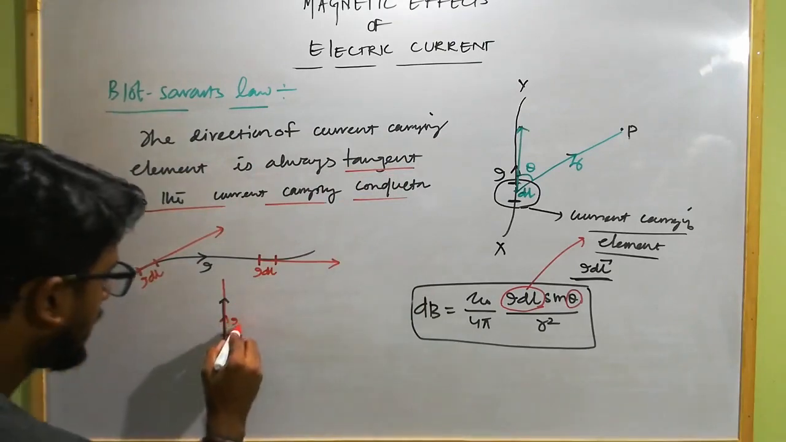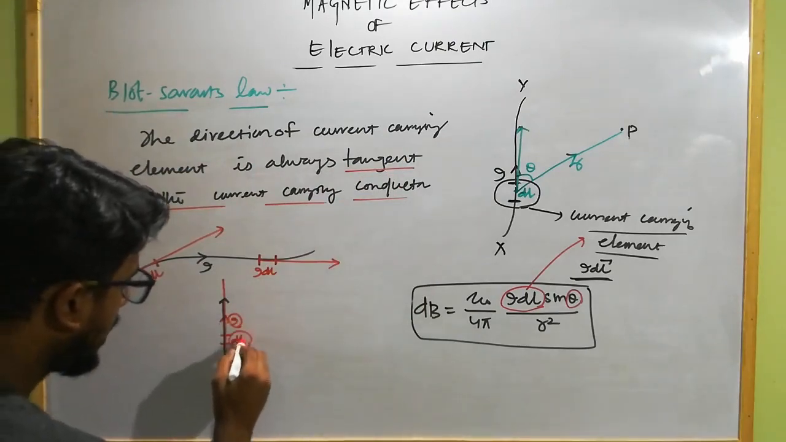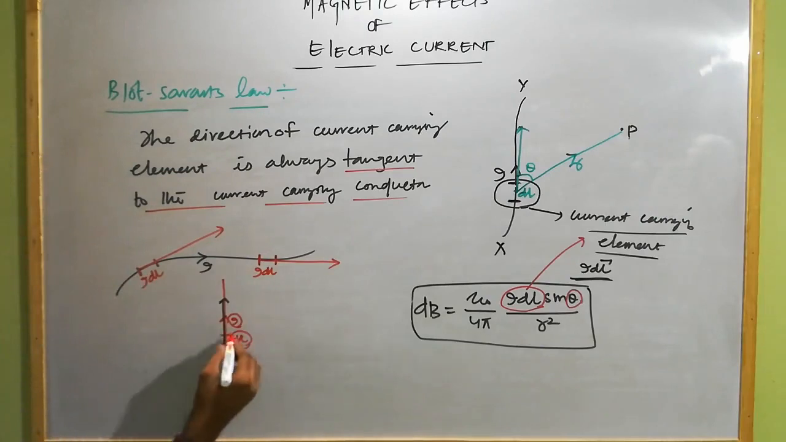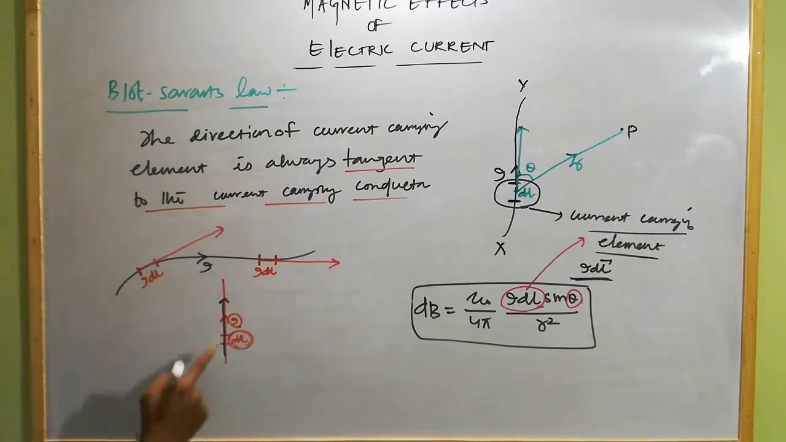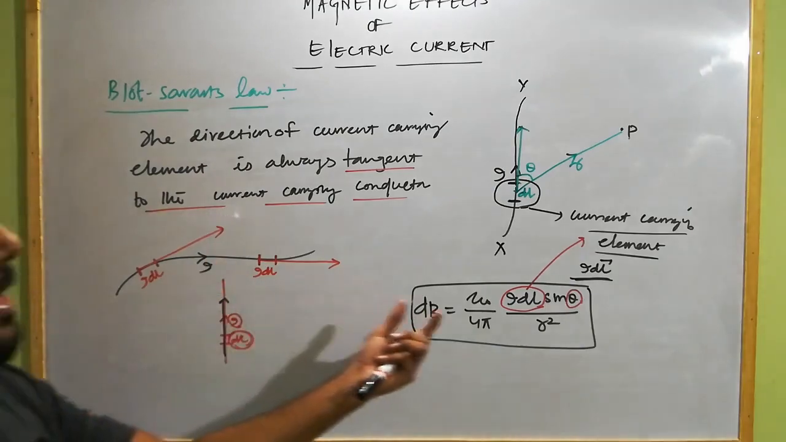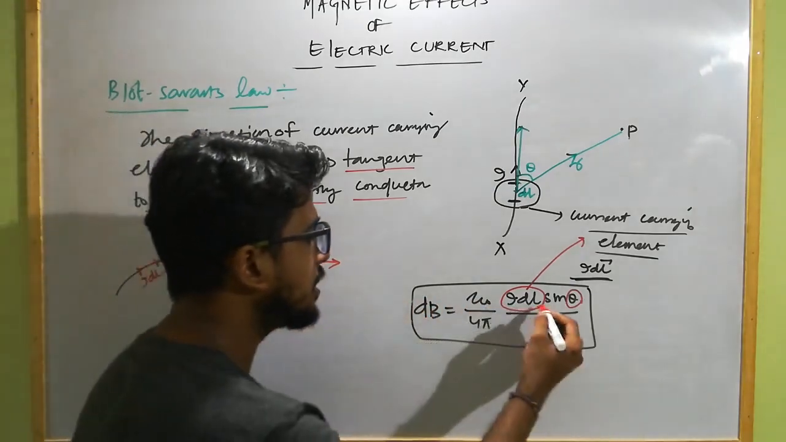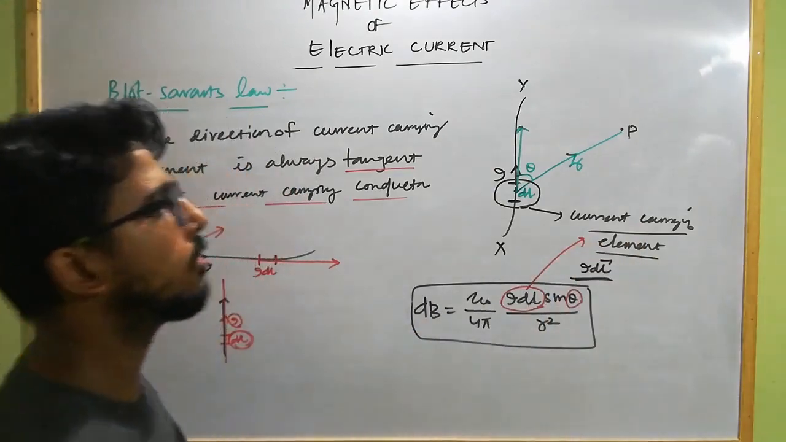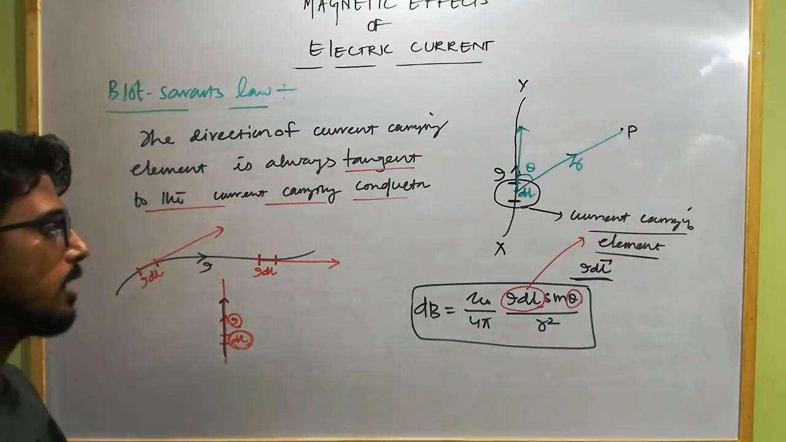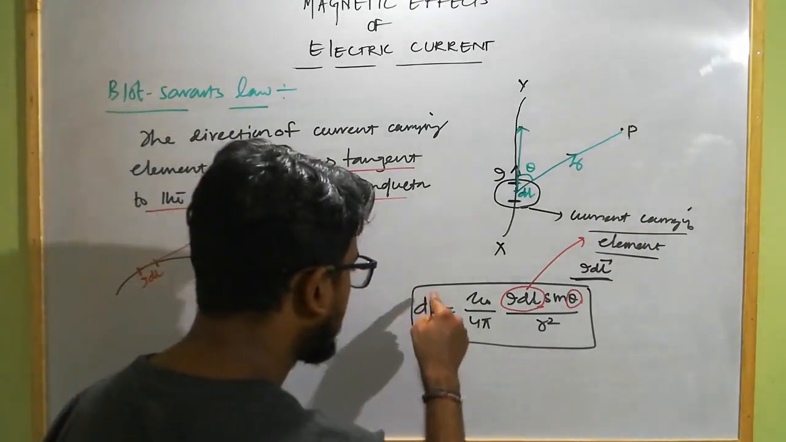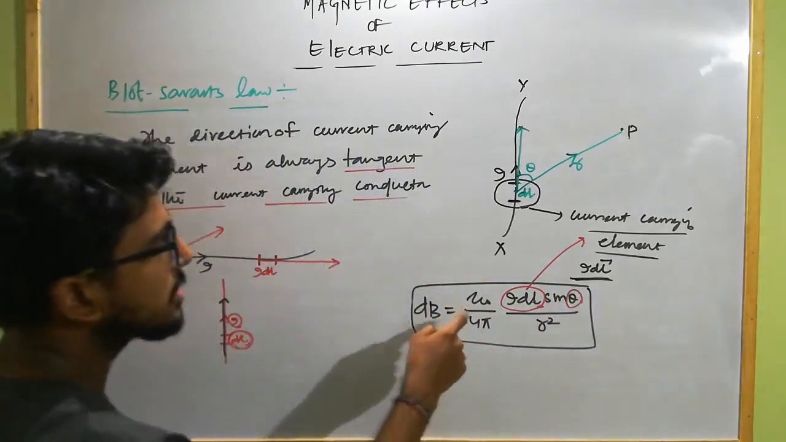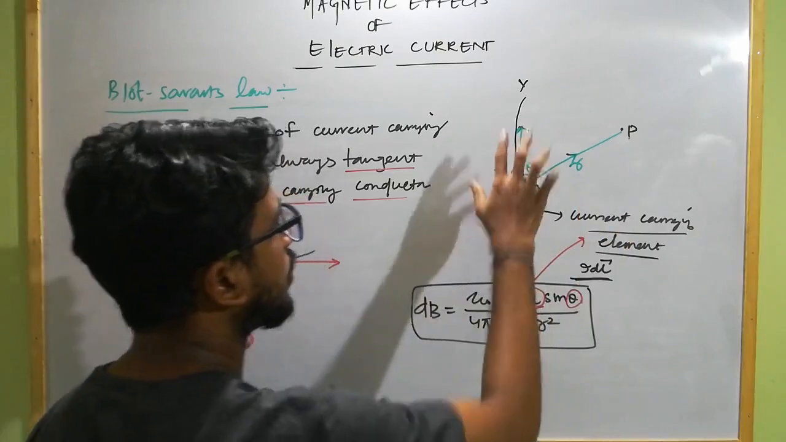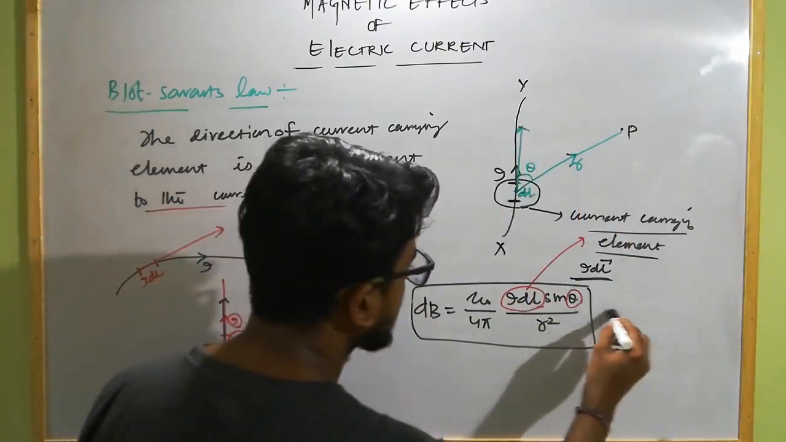So the direction of the current carrying element is always tangent to the current carrying conductor, and it's a vector quantity because I is a scalar, but dl, the length or displacement of the current, is a vector. As this is a displacement vector, I dl is commonly known as the current carrying element, and the complete element is a vector quantity. As the magnetic field strength is also a vector quantity, this is the expression for the magnetic field strength at a point P due to a current carrying conductor in scalar form.